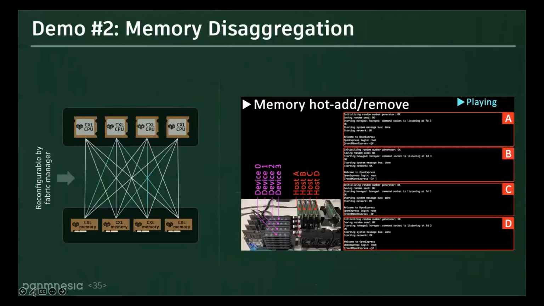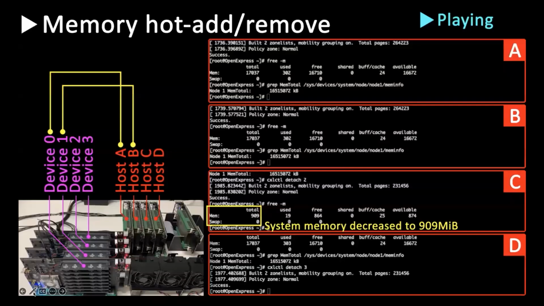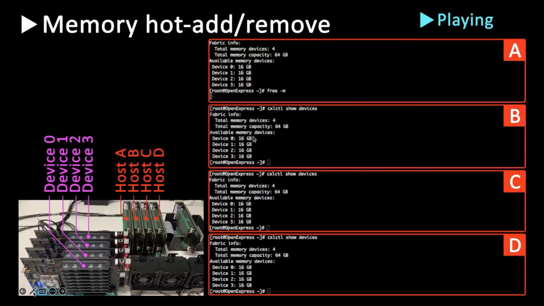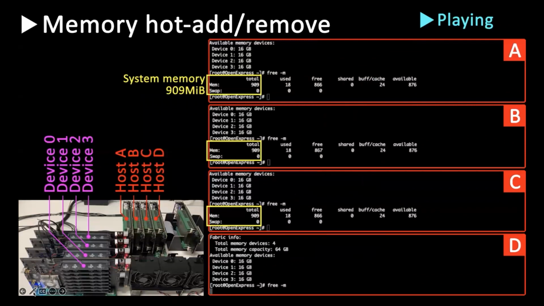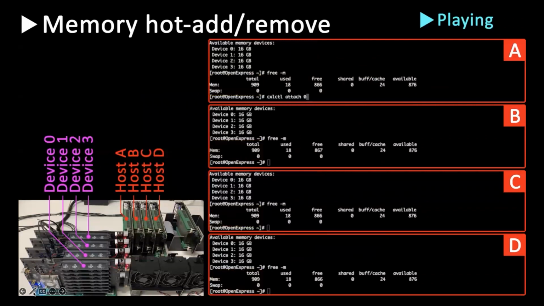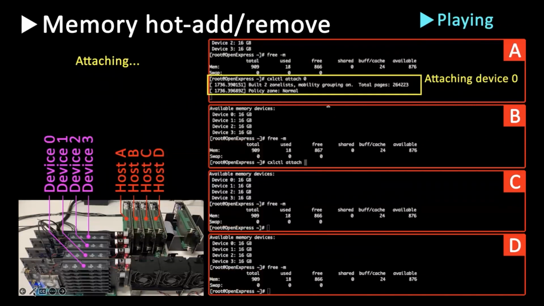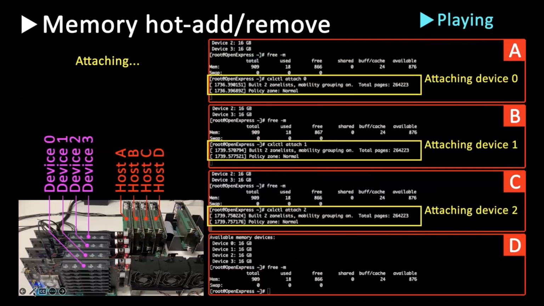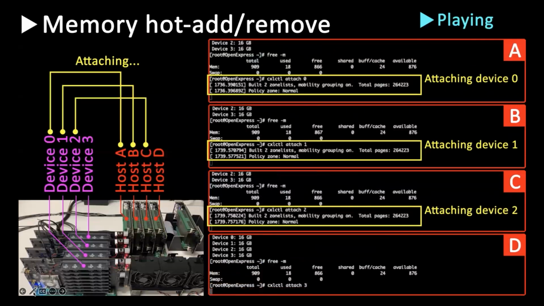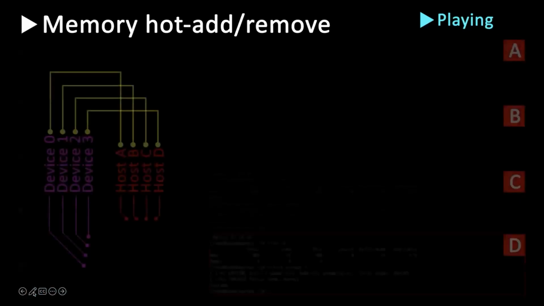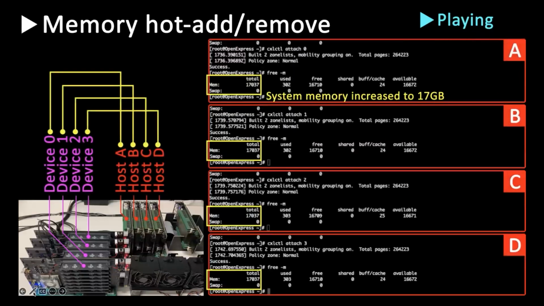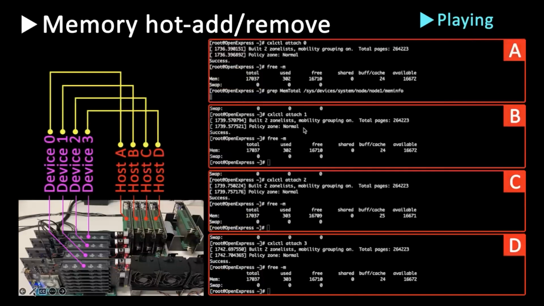In the second demo, I will show how the CXL switch can be used for memory disaggregation. On each host, 4 CXL memory devices are available to use, and each host has 900 megabytes of system memory. I'll attach one CXL memory device to each host. After attaching, the system memory is increased to 17 gigabytes, and the 16 gigabytes of remote memory is visible in NUMA node 1.